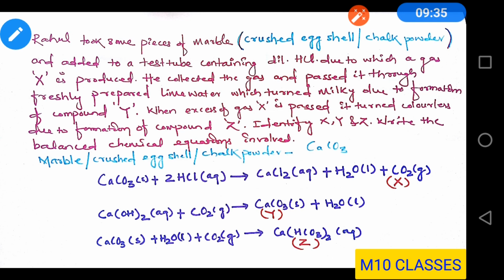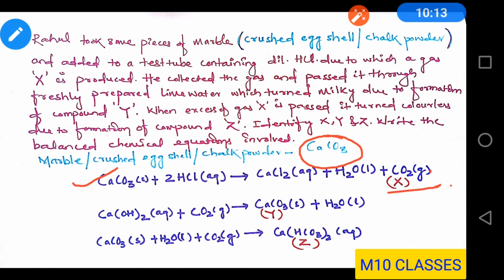Rahul took a piece of marble, or it can be crushed eggshell, or chalk powder. All of these contain calcium carbonate. So you have to identify the compound. Which compound does it contain? It contains calcium carbonate, and it is going to react with dilute hydrochloric acid. So again, metal carbonate plus acid will give you salt, water and carbon dioxide. Now see here, this is the reaction. In this reaction the only gas formed is carbon dioxide. So this gas is X. This is the compound X.